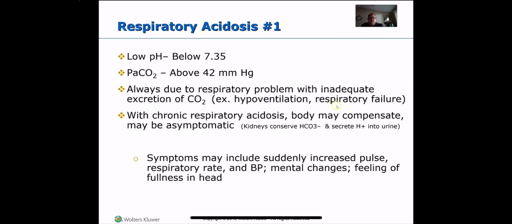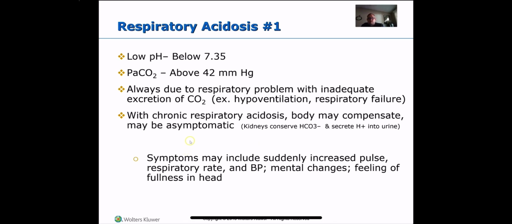So with respiratory acidosis, remember it's acidosis, so your pH is going to be low at 7.35 or below. Your CO2 is going to be higher than 42. Respiratory issues are always due to respiratory problems with inadequate excretion of CO2, either hypoventilation or respiratory failure. Chronic respiratory acidosis may be compensated, the body may compensate, and it may be asymptomatic. Like I say, your kidneys are going to conserve bicarb and secrete hydrogen in urine.